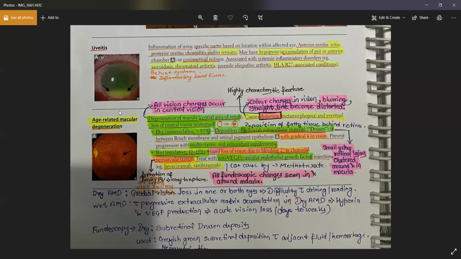Then you have age-related macular degeneration. For that, I need to open a file. Just give me a second.